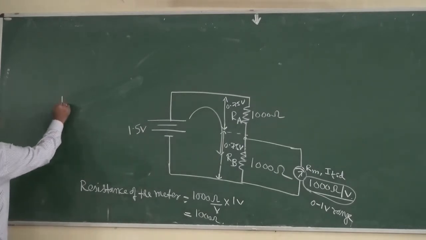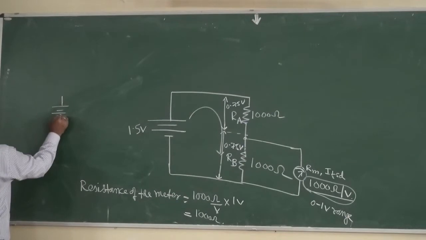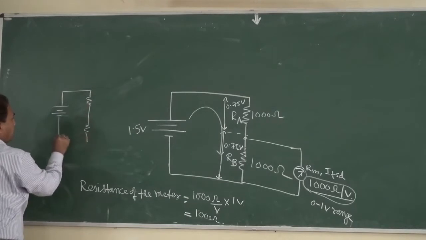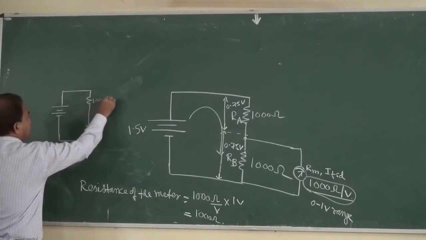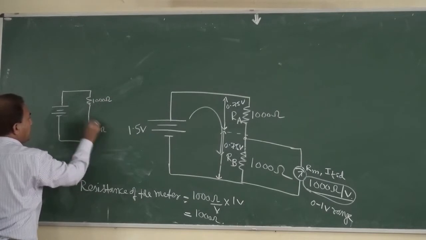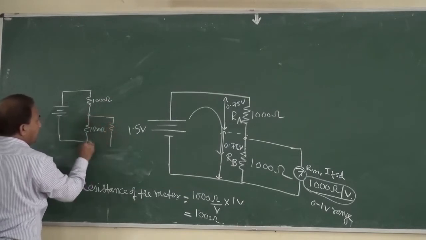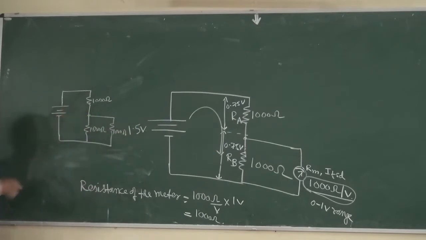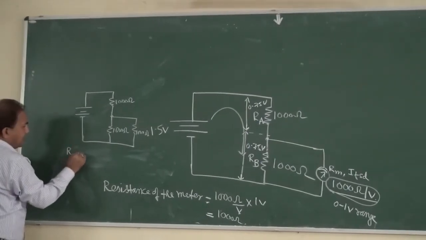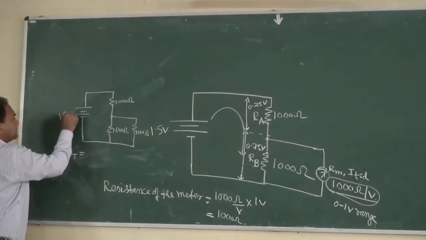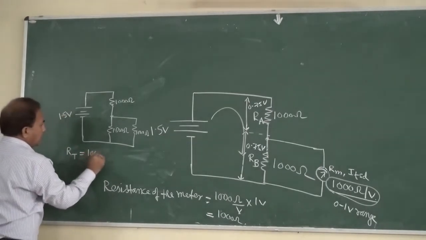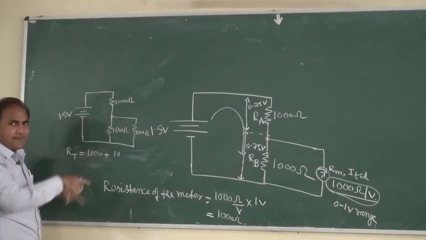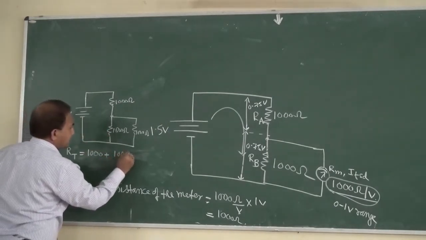So the figure will look like this. This is 1000 ohm, 1000 ohm, and again this is 1000 ohm. Now the total resistance in the circuit, RT, is equal to how much? It is equal to 1000 ohm plus this 1000 ohm and this 1000 ohm, both in parallel. So you can write like this.